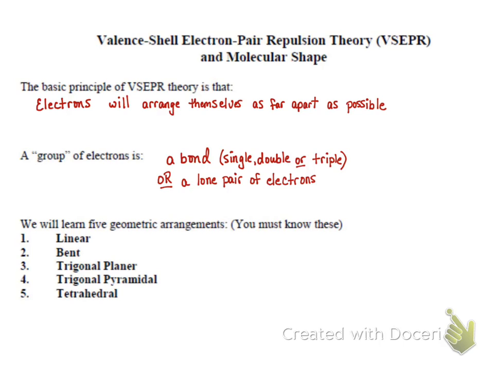The shapes that we are going to learn are linear, bent, trigonal planar, trigonal pyramidal, and tetrahedral. These are the 5 that we have to know for this class. If you take other higher levels of chemistry, you'll learn other shapes beyond these.